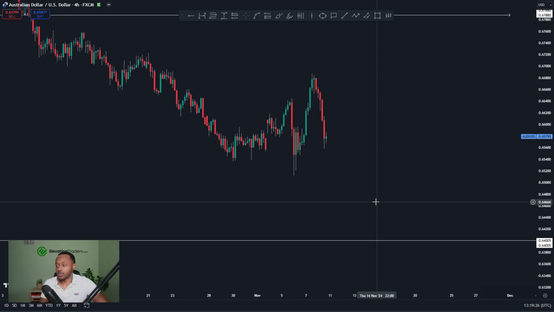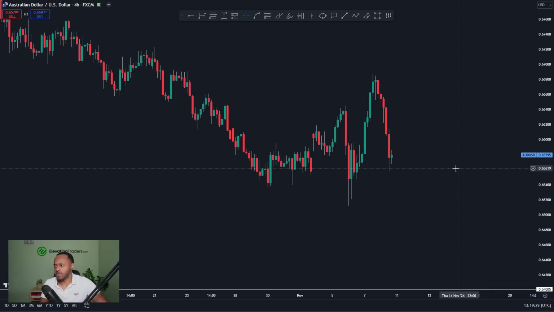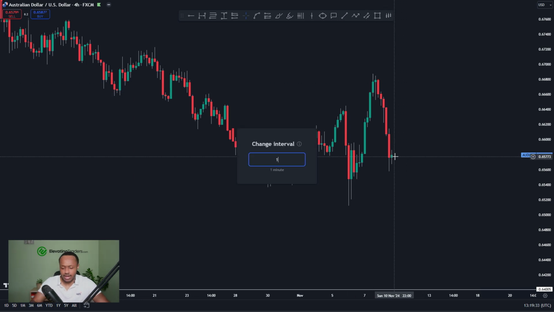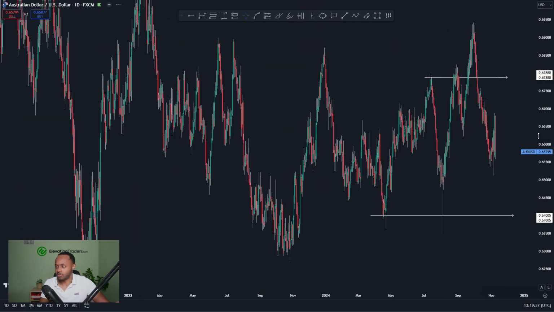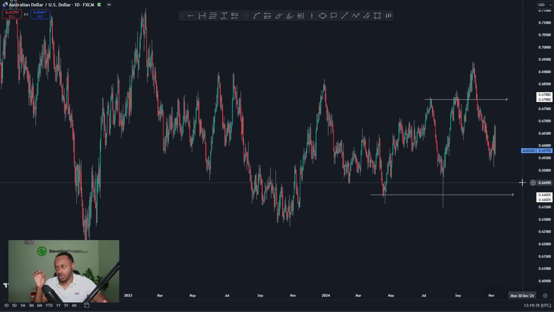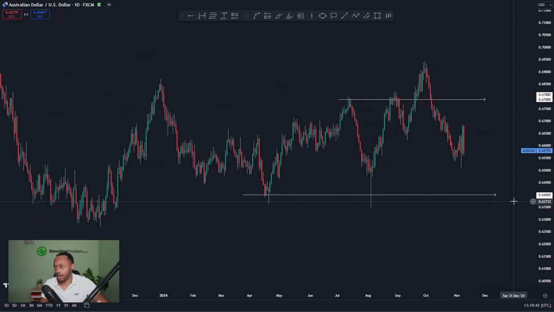Okay, so moving on to Aussie dollar. So Aussie dollar, pretty mixed week. I mean, we started pretty bullish, and now price is looking pretty bearish. Again, with Aussie dollar in the higher time frames, it still is a big ranging market. So I'm not really interested in the current prices of where we're trading to get involved.